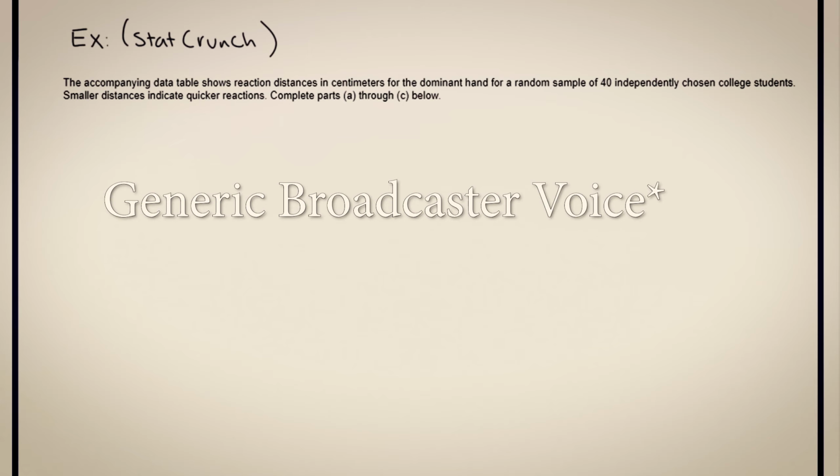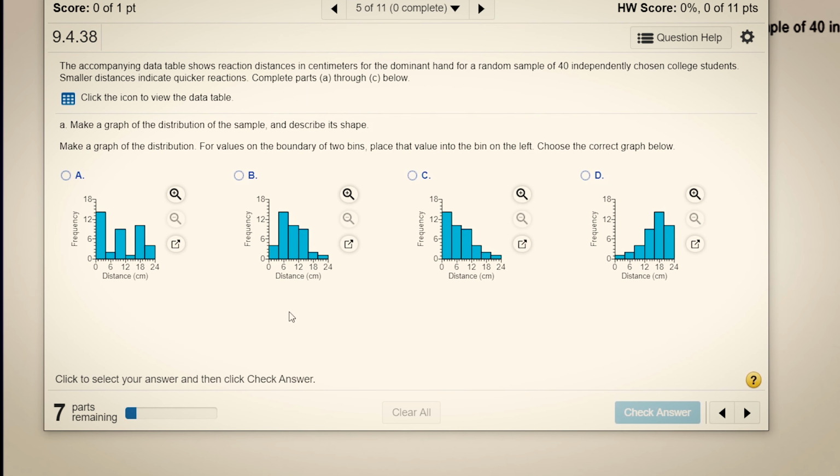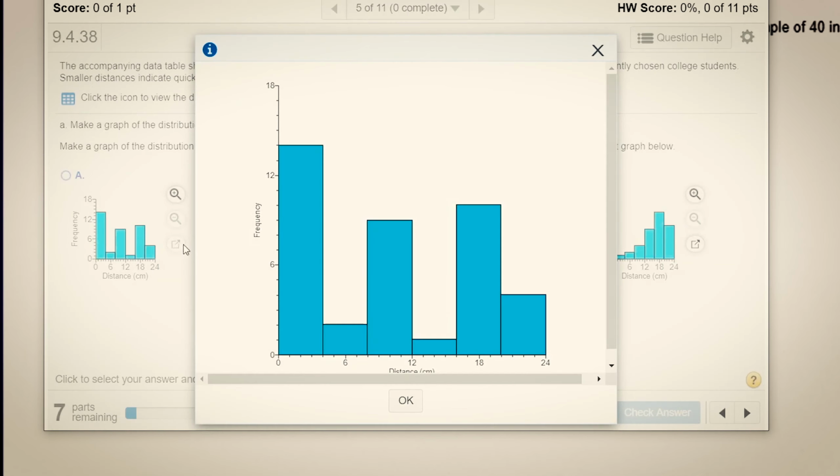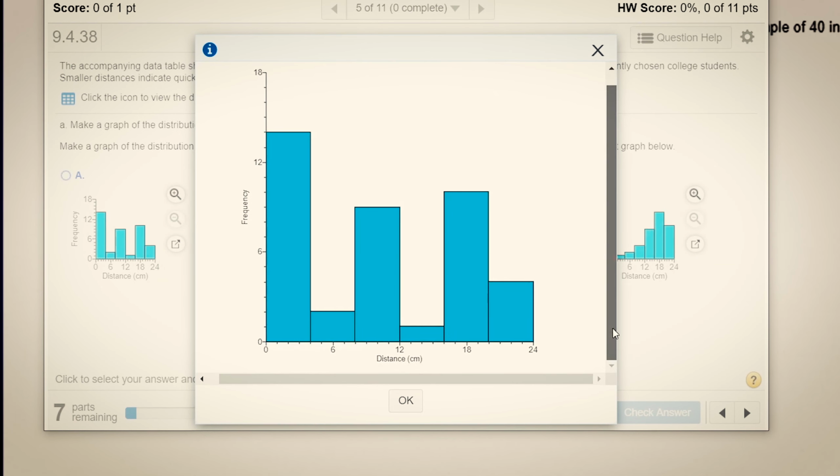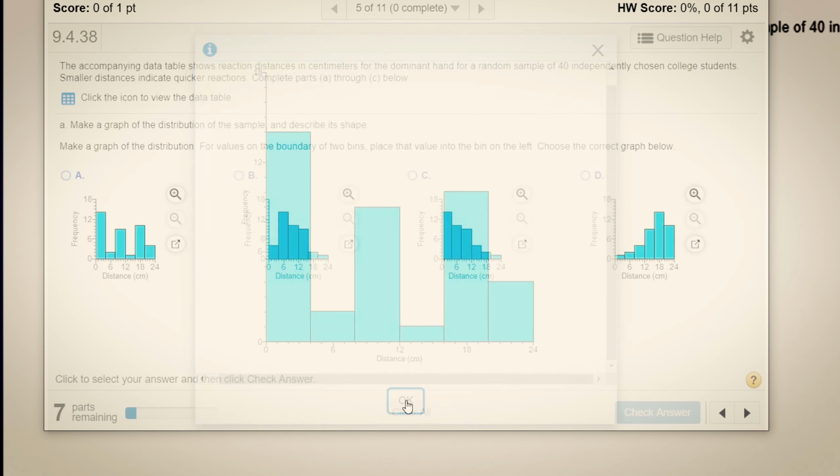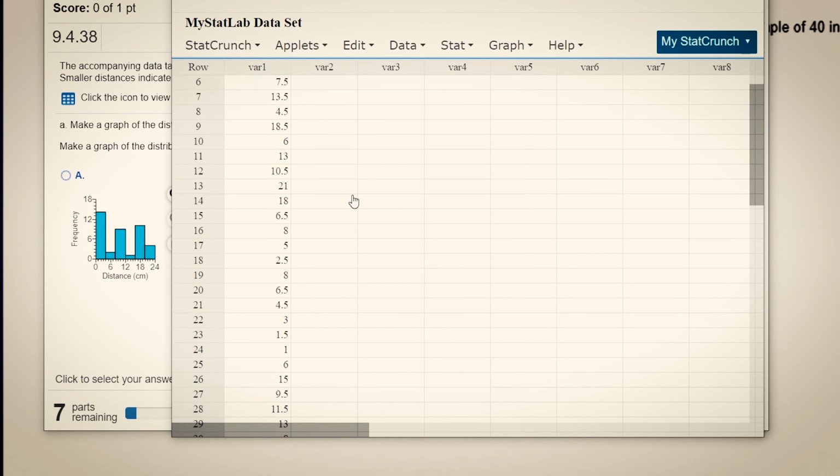The accompanying data table shows reaction distances in centimeters for the dominant hand of a random sample of 40 independently chosen college students. Smaller distances indicate quicker reactions. Okay, here's the problem on StatCrunch. I'm just going to have a look at one of these histograms so I can get a sense for how I'm going to make it. It looks like the bins all start at 0, and the bin width is 4. I'm going to open the data in StatCrunch.